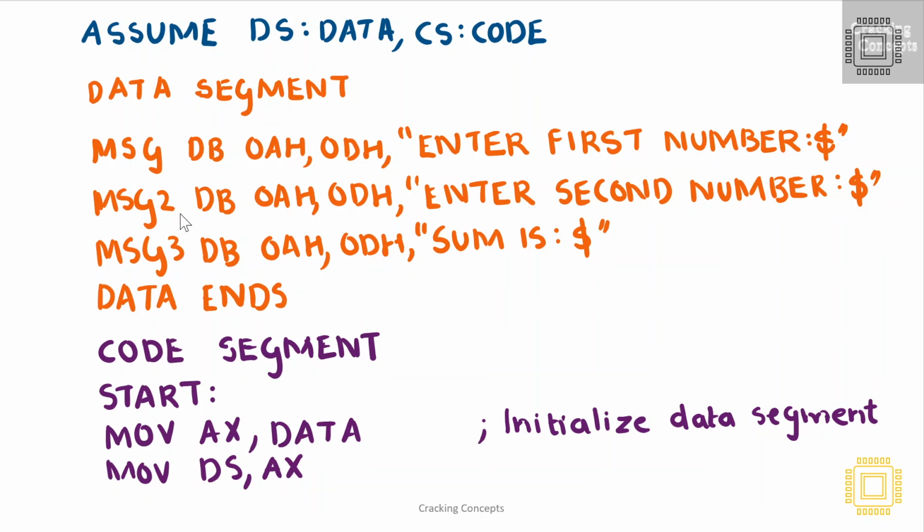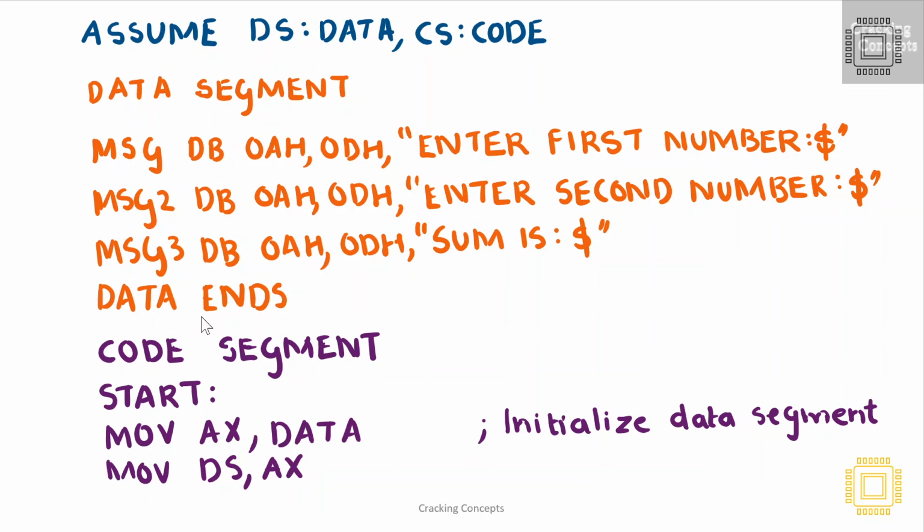Similarly, I'm defining another variable MSG2 in order to display the string for the second number, and lastly MSG3 to display the string for the sum.